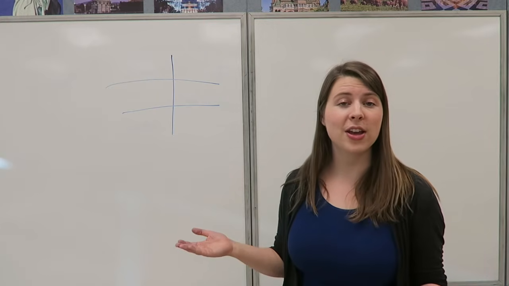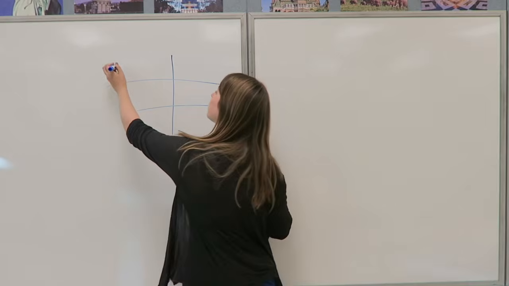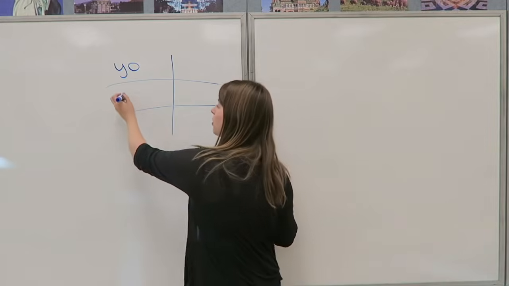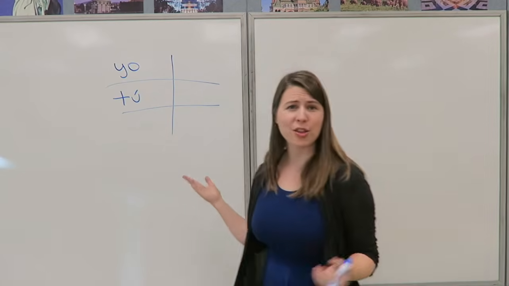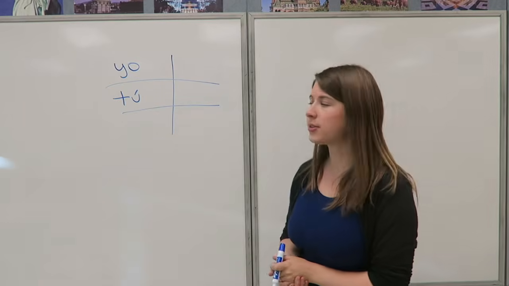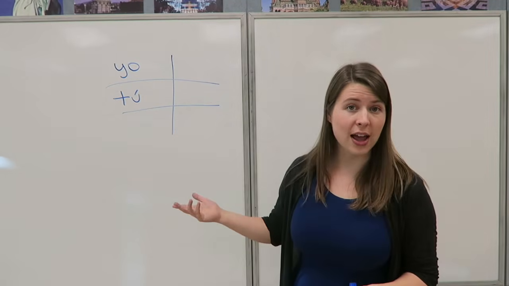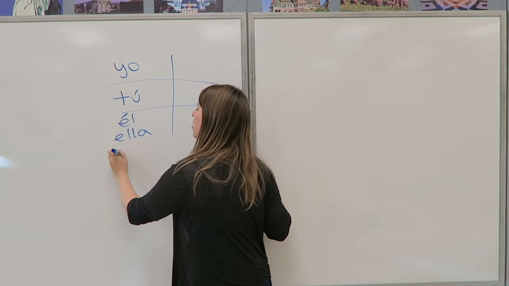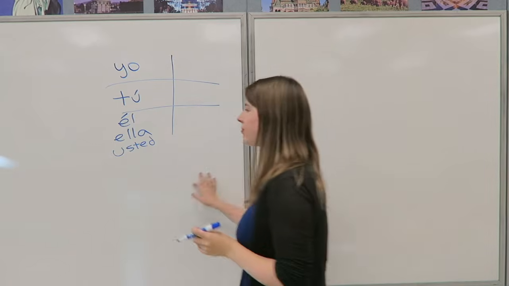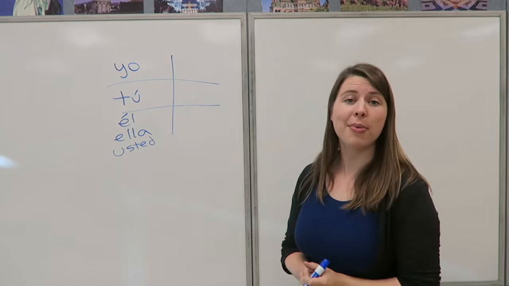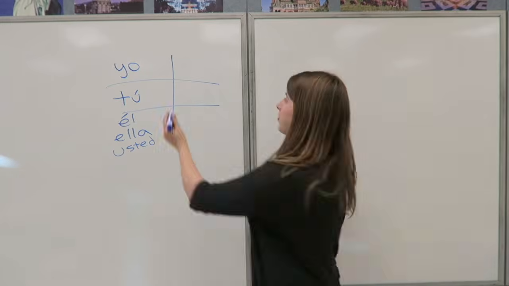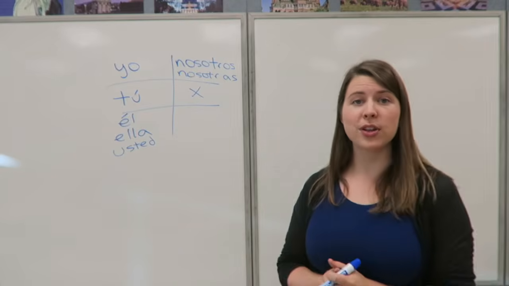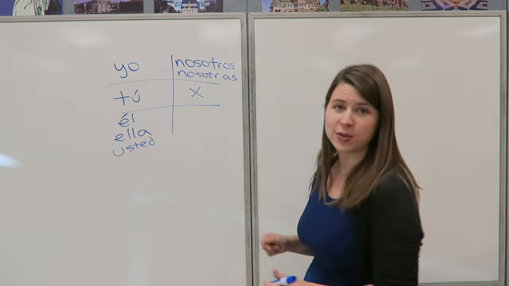First up in the top left, it is yo, or I. Next up, tú, which means you, the informal version, which is, I feel like, the more common one, at least that I'm using with my students. Next up, we have él, ella, y usted, all in the same spot. Él, ella, usted. Next, over on this side, the top box, we have nosotros or nosotras. I do not usually use vosotros form with my students. And then ellos, ellas, ustedes.